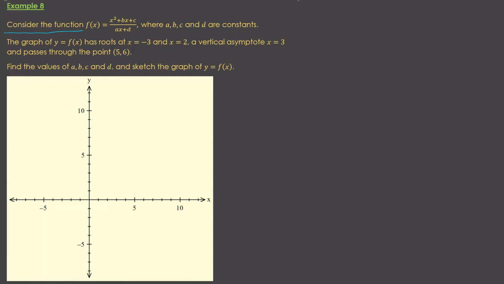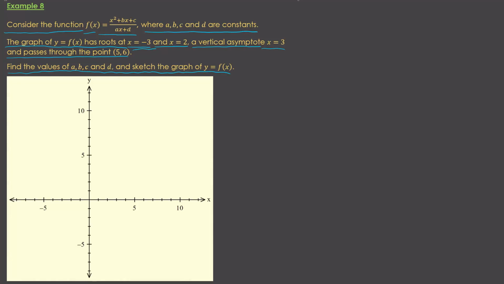Consider the function f of x is x squared plus bx plus c over ax plus d, where a, b, c, and d are constants which we need to find. We're given some information. The graph of y equals f of x has roots at x equals -3 and x equals 2, a vertical asymptote when x equals 3, and passes through the point 5, 6. Find the values of a, b, c, and d and sketch the graph of y equals f of x.